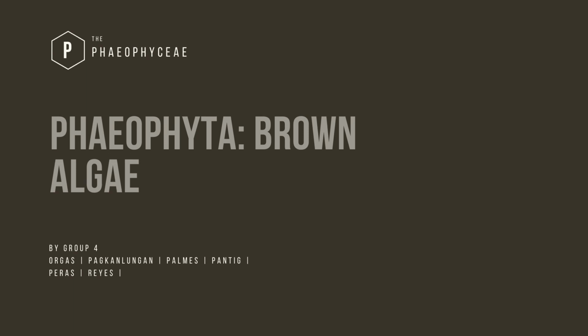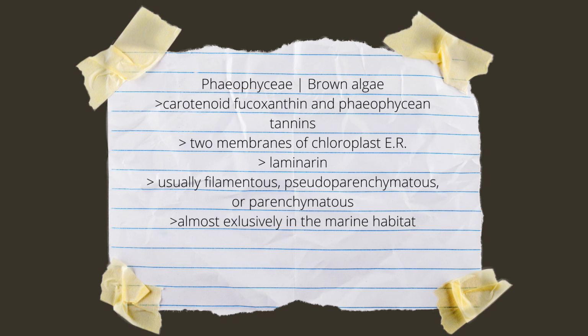Phaeophyta, also known as brown algae, acquire their characteristic color from the abundant carotenoid fucoxanthin in their chloroplasts, as well as from any phaeophycean tannins that might be present. They possess two membranes of chloroplast ER, which are usually continuous with the outer membrane of the nuclear envelope. Moreover, their storage product is called laminarin.